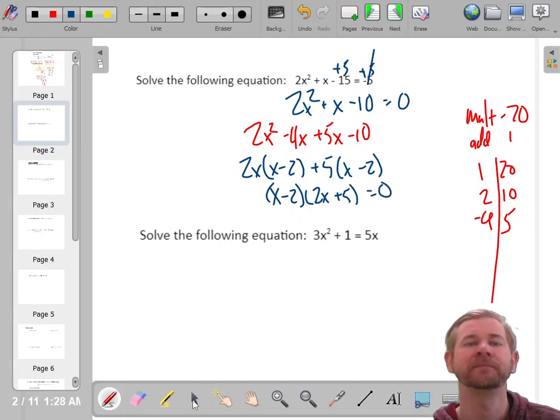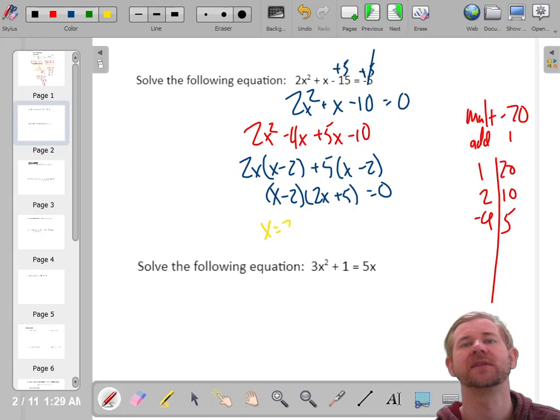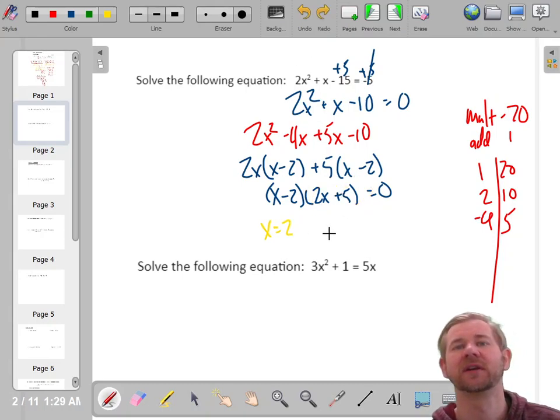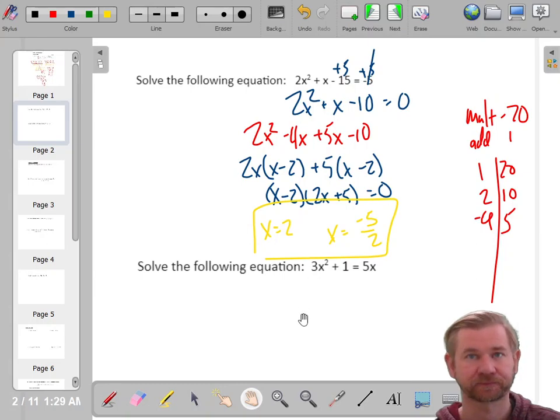That's a good sign. So when does x minus 2 equal 0? When x equals 2. And when does 2x plus 5 equal 0? You would subtract 5 and divide by 2. If you had to solve that equation, minus 5 divided by 2. Those are your zeros.